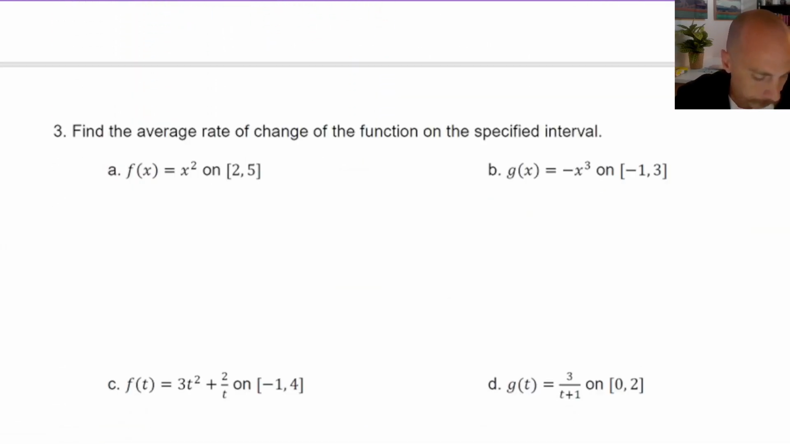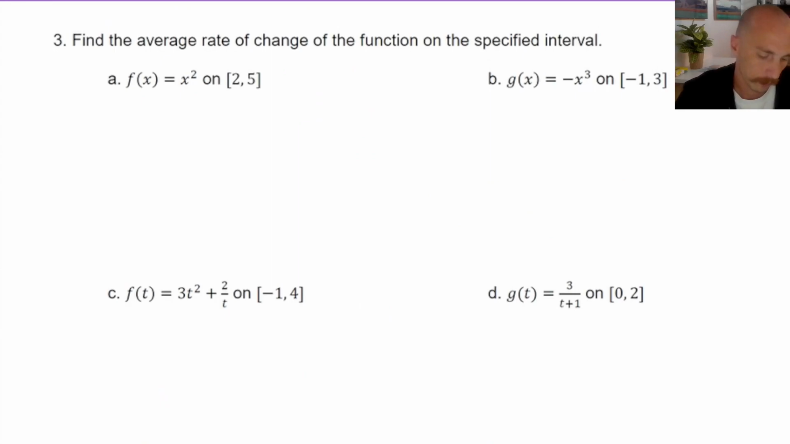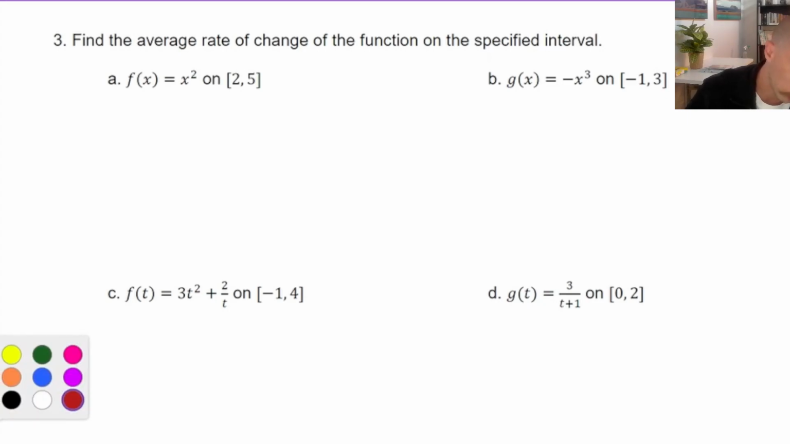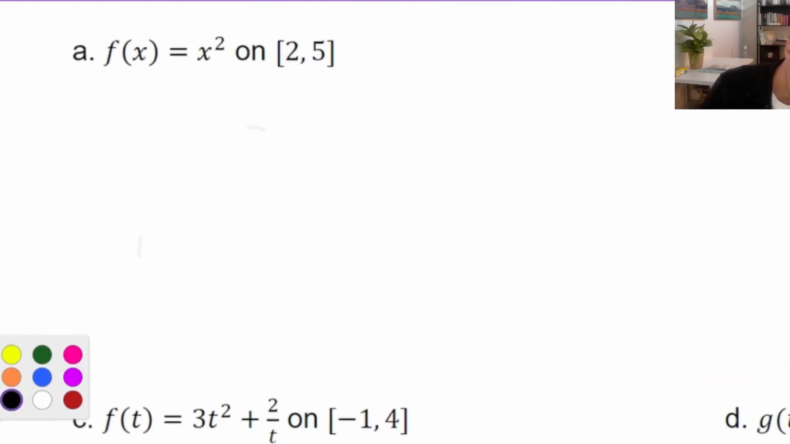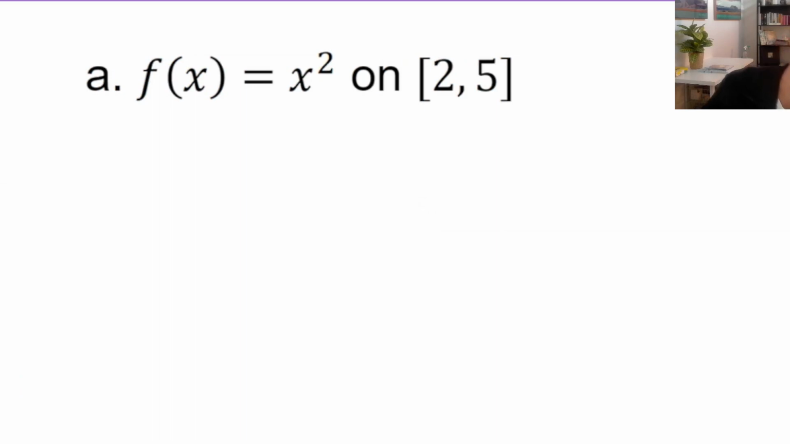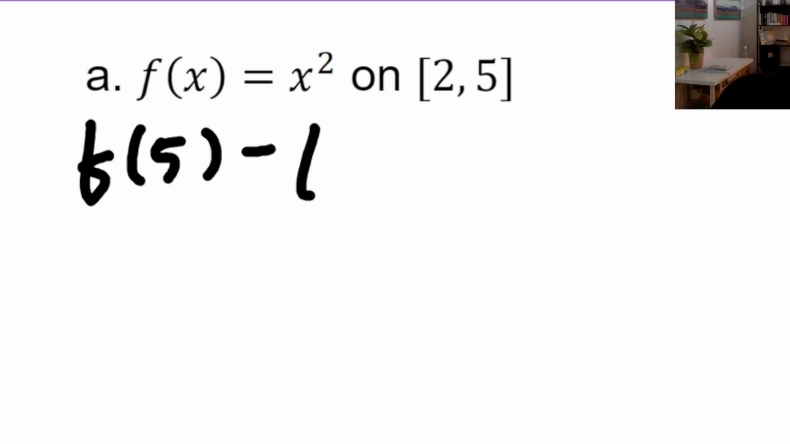There we go. Now we've got some functions defined more algebraically, and we're just going to find the average rate of change of the function on the specified interval, and we're going to simplify our answer. Okay, so f of x equals x squared. So I'm looking for f of 5 minus f of 2 divided by 5 minus 2.